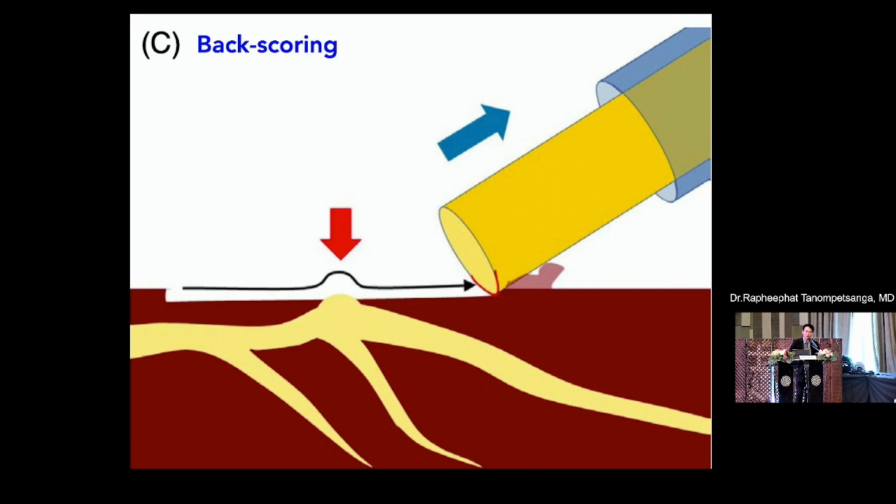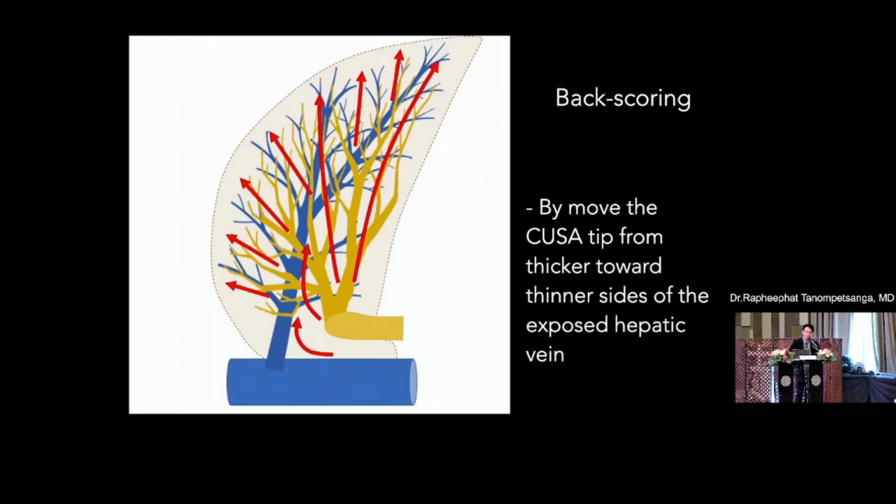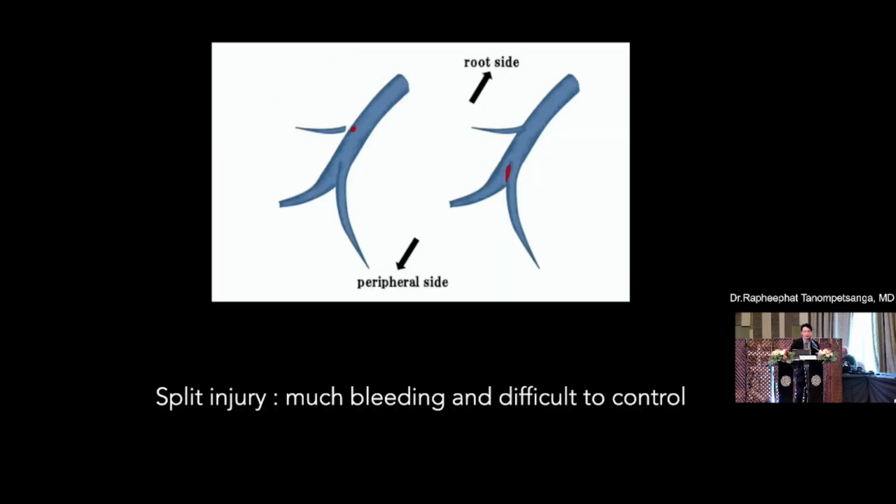The last movement is back scoring. The back scoring technique moves the QSA from the trunk to the periphery, alongside the main trunk of the hepatic vein. When you move the QSA like this, you may get an injury called the pull-out injury. The pull-out injury is a small bleeding, and it can stop spontaneously by itself, thanks to the pneumoperitoneum or low CVP.